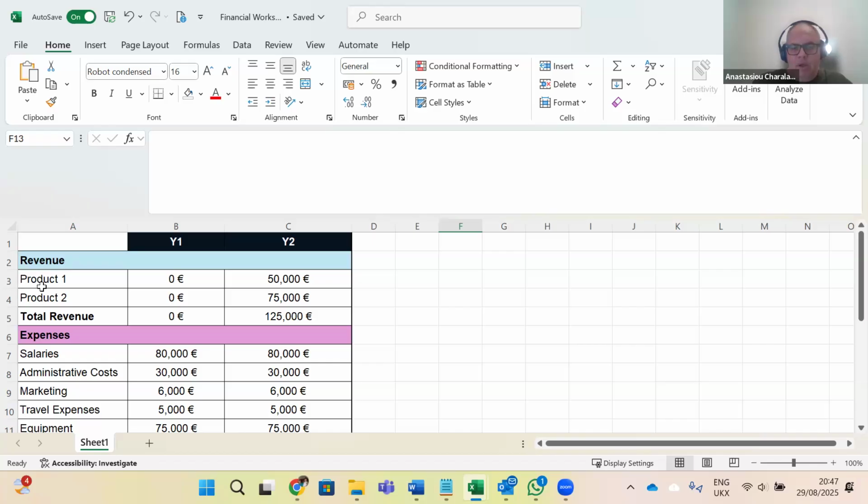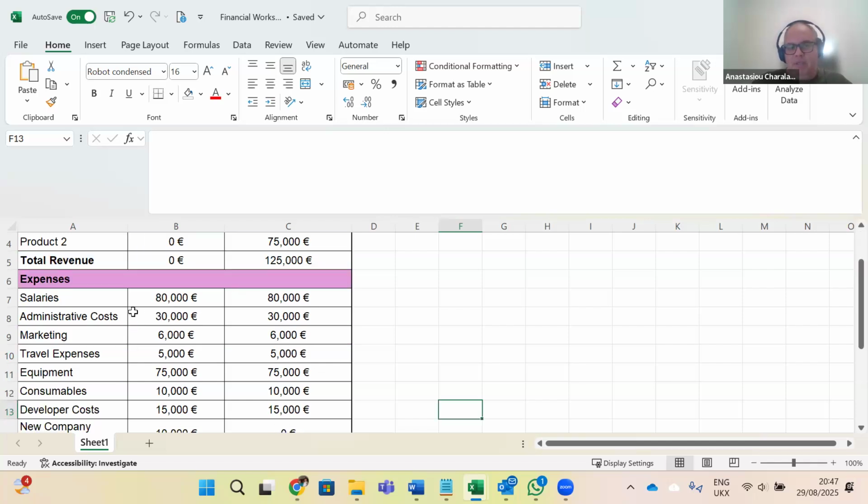So this is product 1, product 2, or service 1, service 2, no matter how many lines you have. This is going to be all the things that bring revenue to you. And typically you do it per year: year one, year two, year three, year four, year five. In this case, we're just doing year one and two.